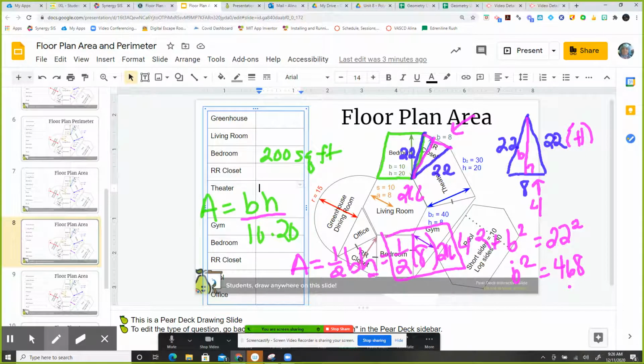Did I do something crazy? Yes, I did. Divided by 2. 86.4. 86.4 square feet. Nice, Sammy. Okay. Some of these problems are a little extra. For sure.